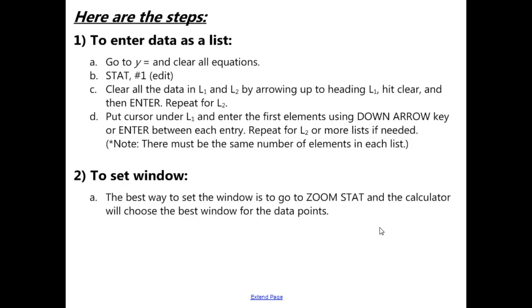The first thing I need you to do is go ahead and write down all of these steps. These steps are going to be vital in getting you through this process. You're going to need to learn how to plot the points, set the window, find the equation of the line of best fit, and to be able to graph it. So write down these directions for entering data as a list and to set the window, and when you're finished, come back and press play so that I can give you the next set of directions.